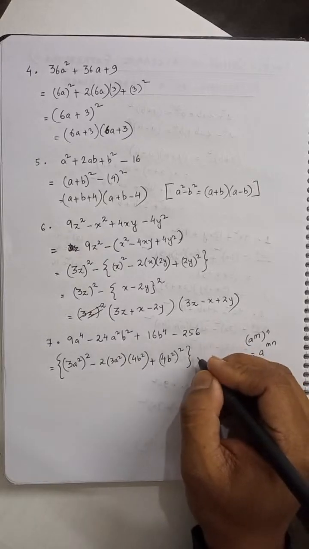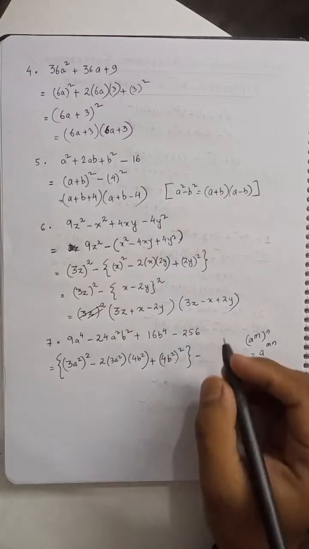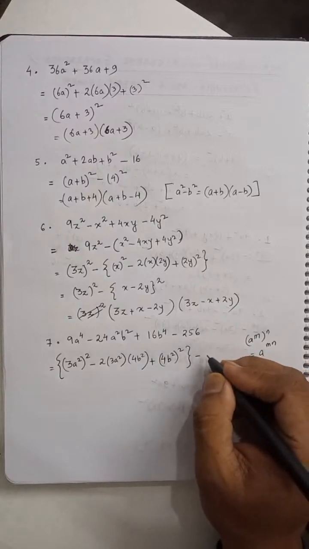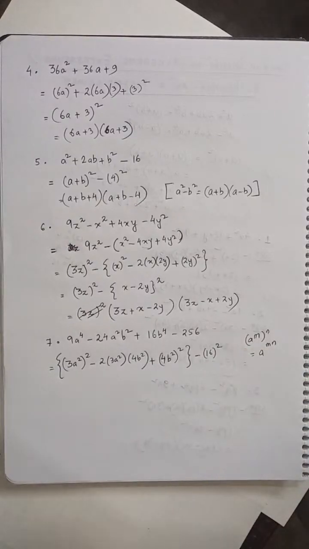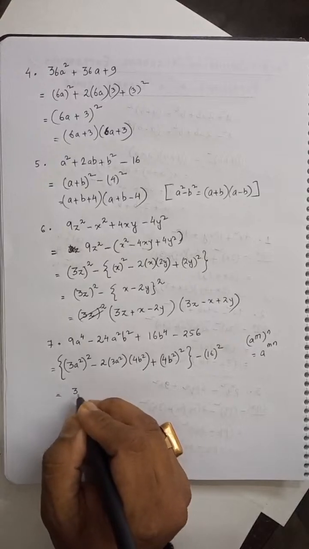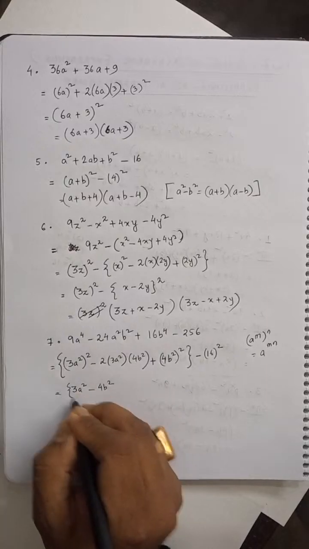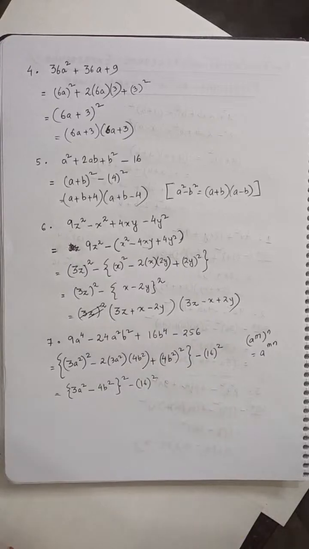And 256. If you have watched my previous live streams, I had suggested to learn the squares of numbers from 1 to 30. Okay, so that will be very beneficial. It saves a lot of time. So 256 is the square of 16. So we'll write 16 square. Okay, so this is 3a square minus 4b square whole square minus 16 square.